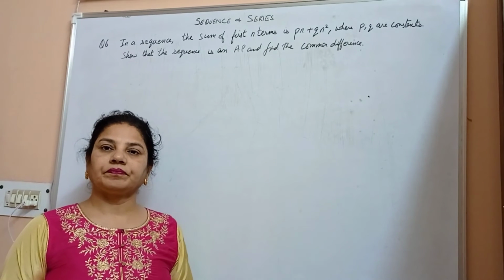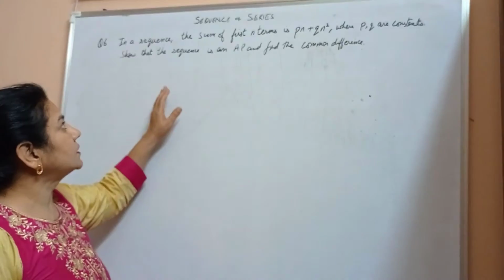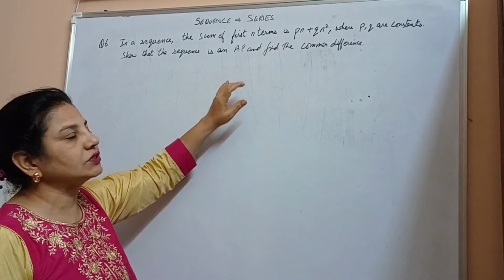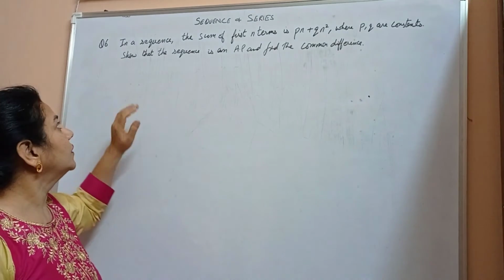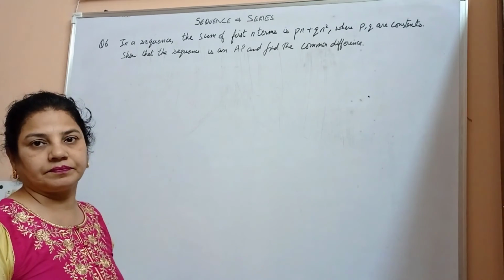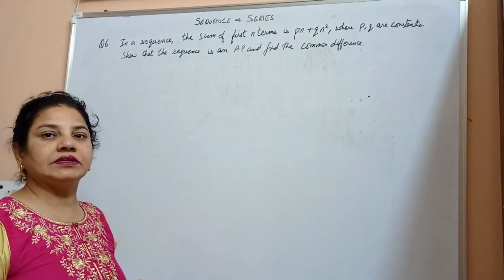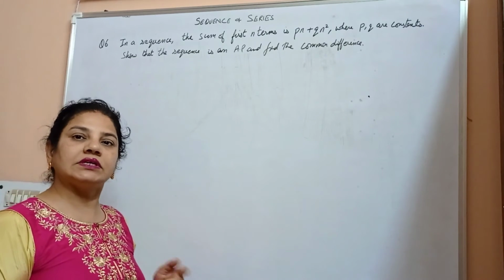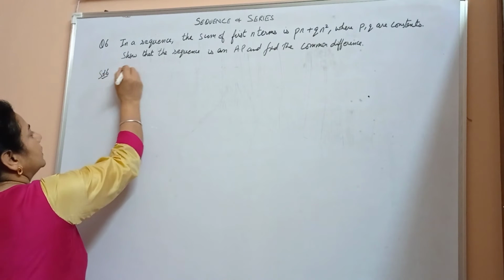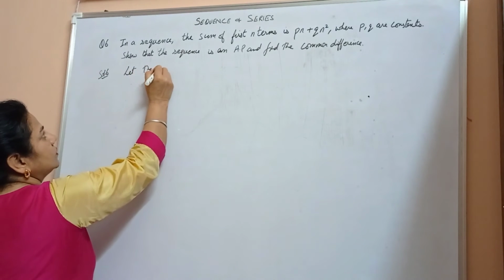In a sequence, the sum of the first n terms is Pn plus Qn square, where P and Q are constants. We have to show that the sequence is in AP and then find the common difference. Let us start by saying the sequence is in AP.